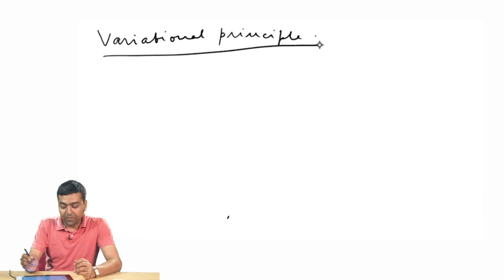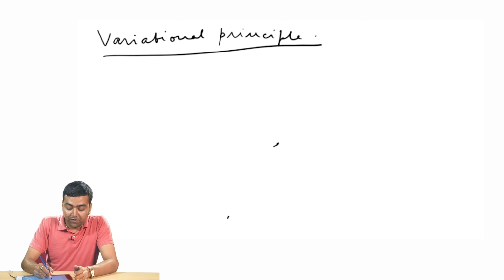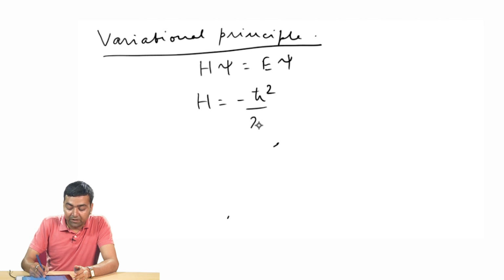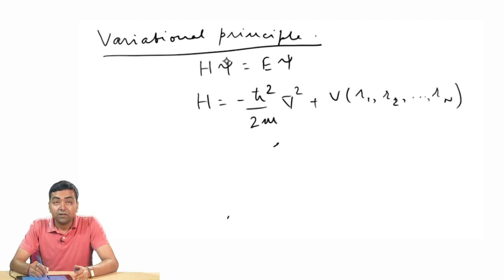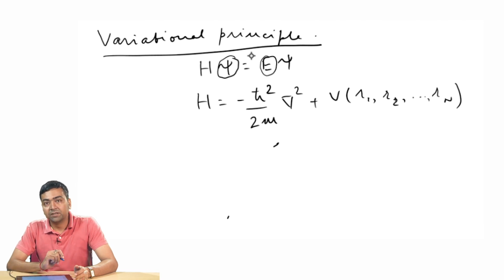If you recollect, what we are trying to solve are equations of this form: H psi equals E psi, where H is my Hamiltonian, which has the following form: minus h cut squared by twice m grad squared, which is the kinetic energy, plus a potential which depends on different functions of positions. And our unknowns are these wave functions, psi, and these energy eigenvalues.